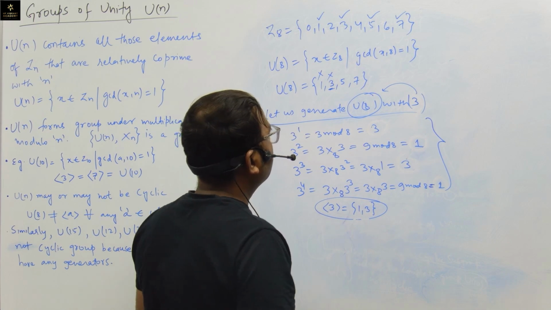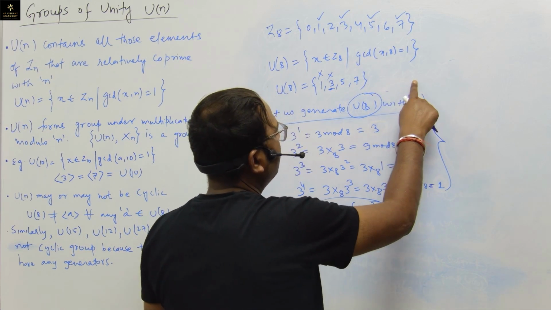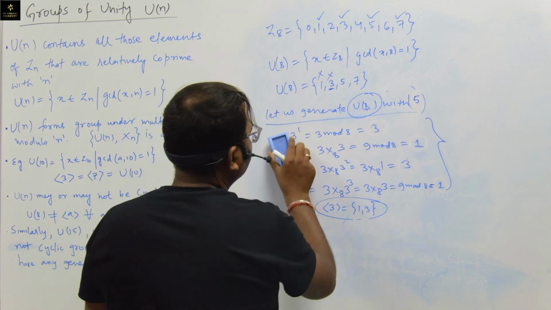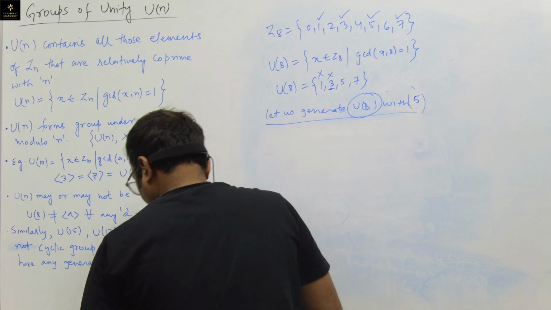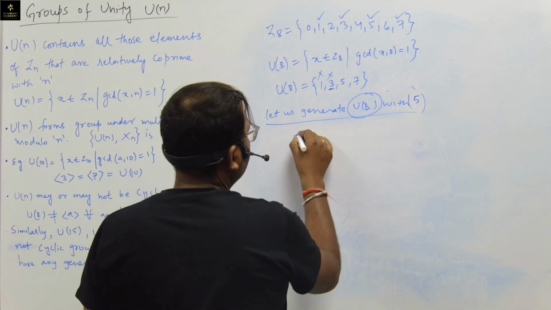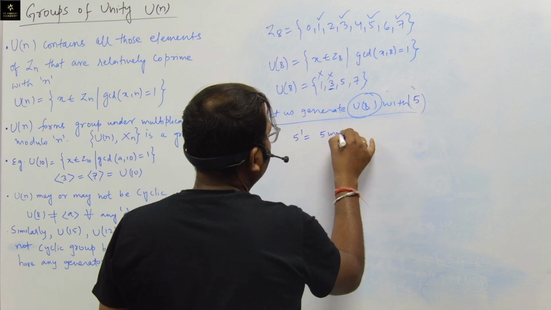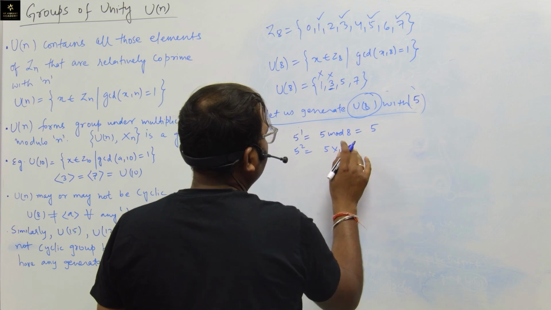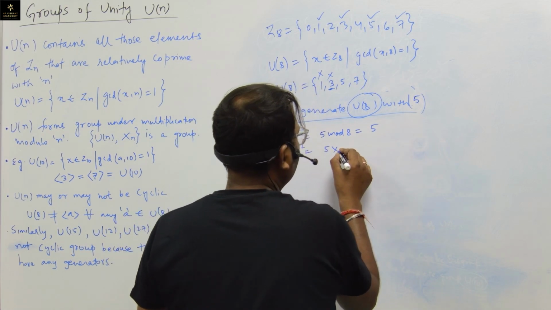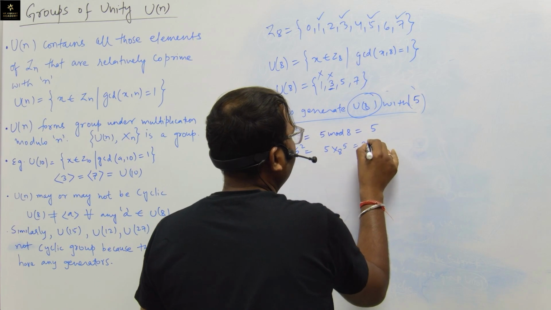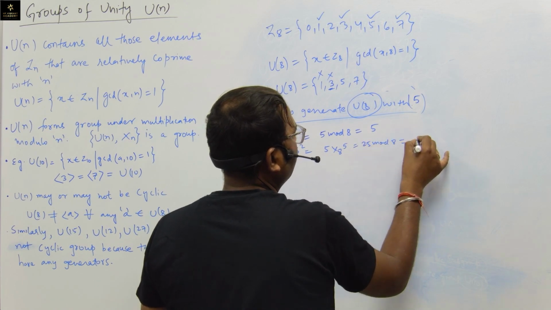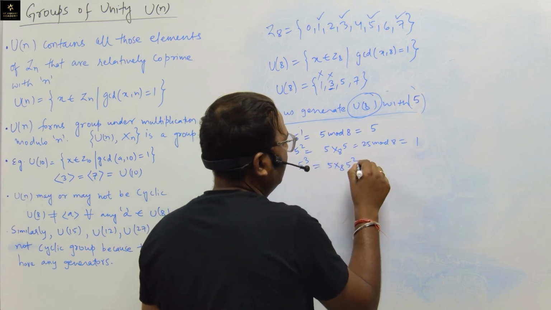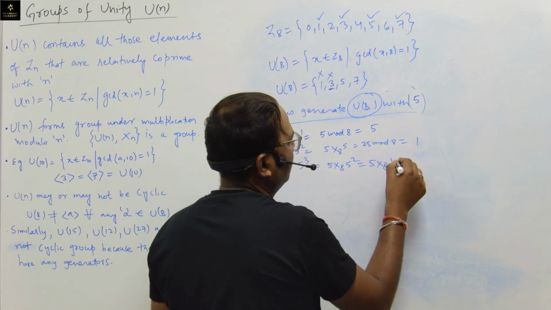Now let us generate U8 with 5. Let us operate 5 one time. This is 5 to the power 1. This is 5 mod 8, which is 5. Now 5 square. This is 5 cross 5, under multiplication modulo 8. This is 25 mod 8. This is 1. Now we have 5 cube. This is 5 cross 5 square. This is 5 cross 1, and this is 5 mod 8.